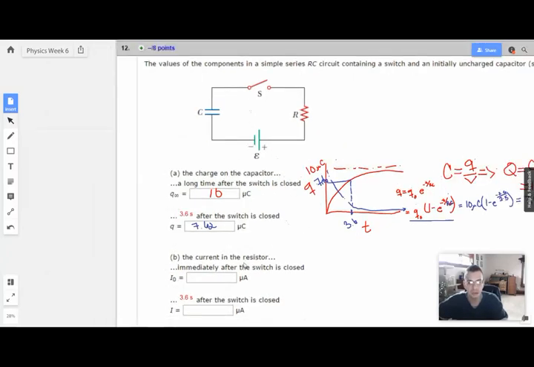So we charged for a while. Now we have the current in the resistor immediately after the switch is closed. Okay, so this is where you use the hydraulic analogy. The hydraulic analogy says that the capacitor acts like a diaphragm. So when you have water push against your diaphragm, it's going to immediately push forward and push the water on the other side.